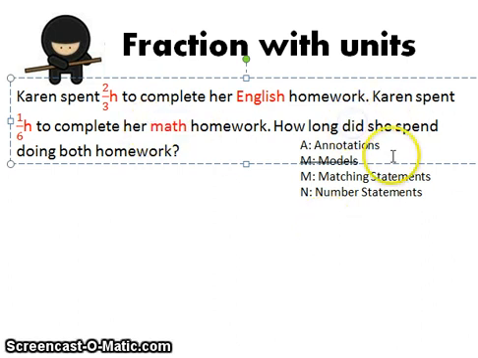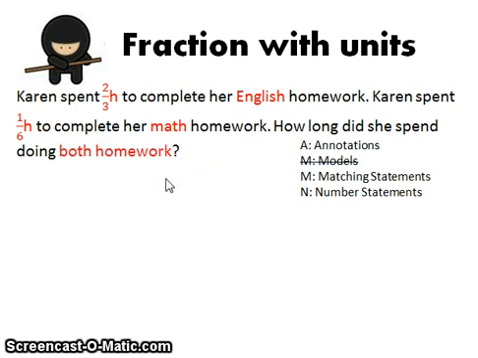Now the question asks me, how long did she spend doing both homework? Okay, so as such, we know that she spent some time to do English homework. She spent 1/6 of an hour to do math homework. When I want to find out doing both homework, what should I do? Okay, I should add these two values together. So let's start. Can we start adding them together immediately? No. Why is that so? Because if you look at these two fractions, do they have the same denominators? Are they like fractions? Well, they are not like fractions because their denominators are different.